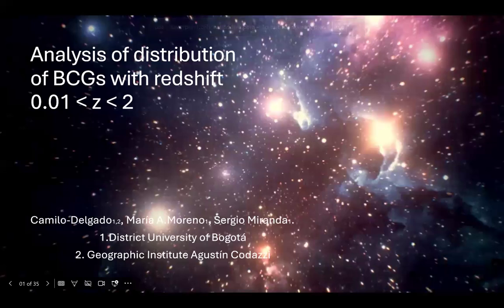So the work is to analyze the distribution of BCGs, these brightest cluster galaxies, with redshifts between 0.01 and 2. And the authors of the work are Camilo Delgado, Maria Moreno, and Sergio Miranda.